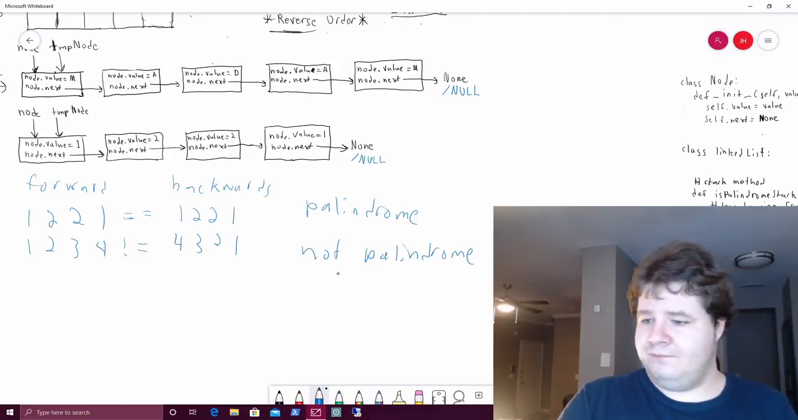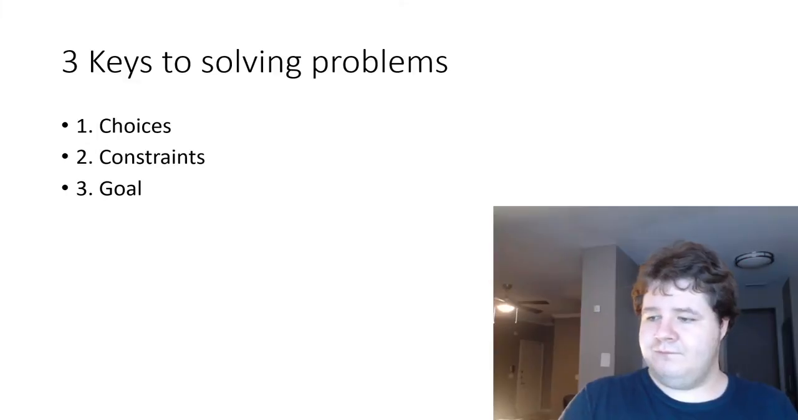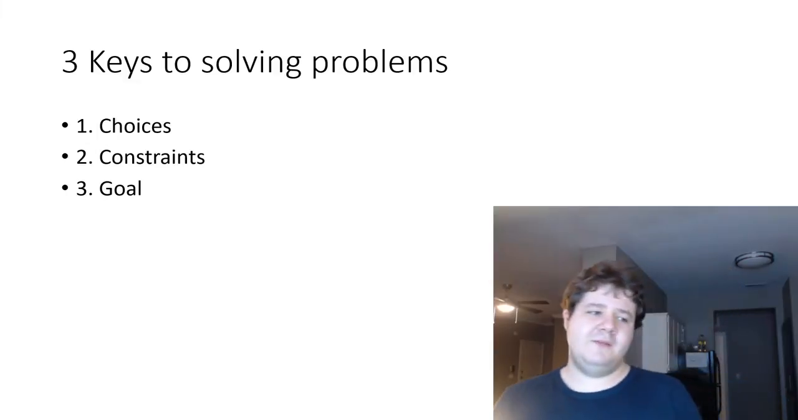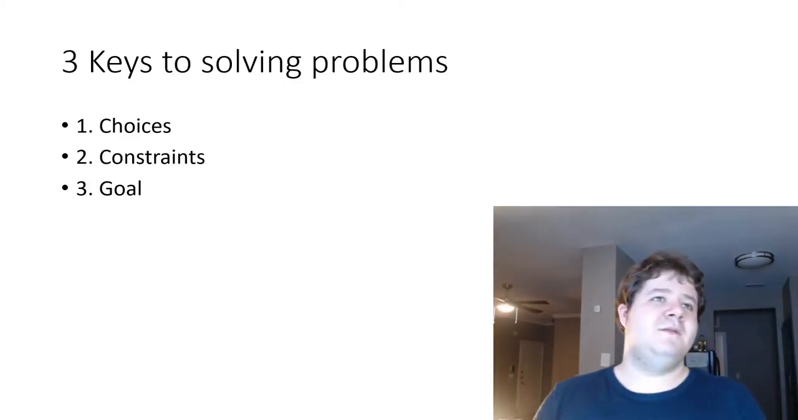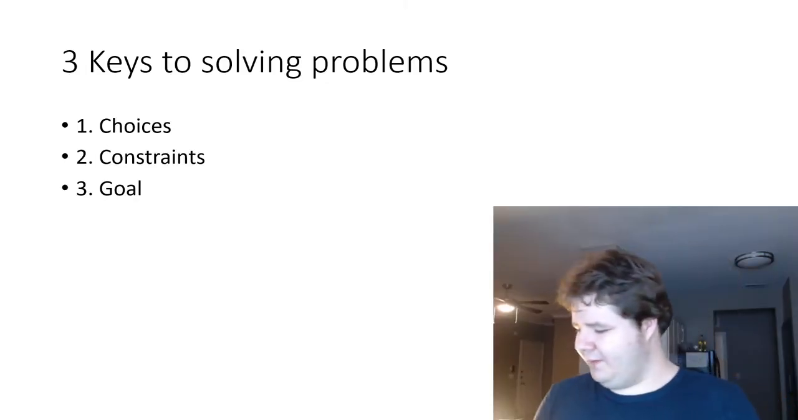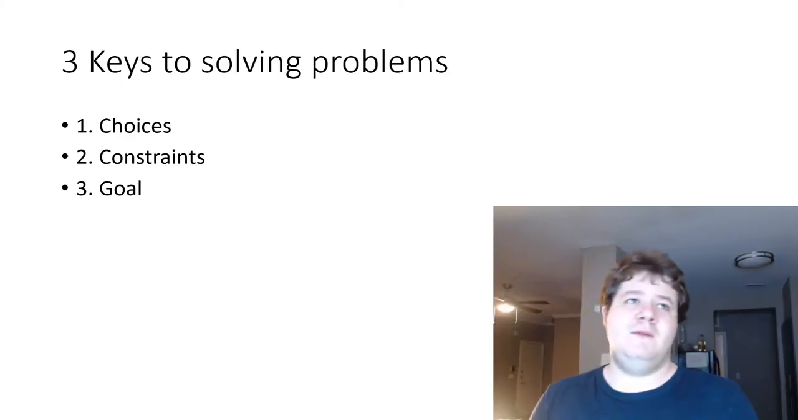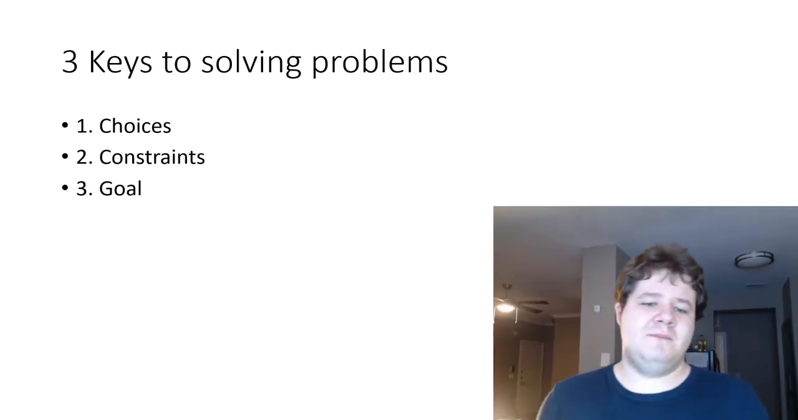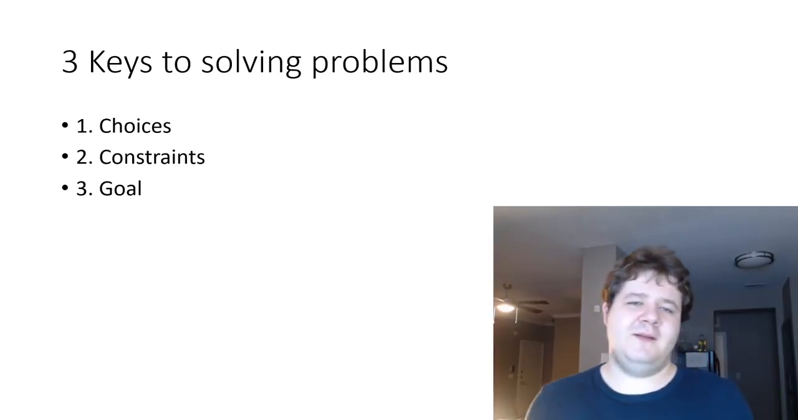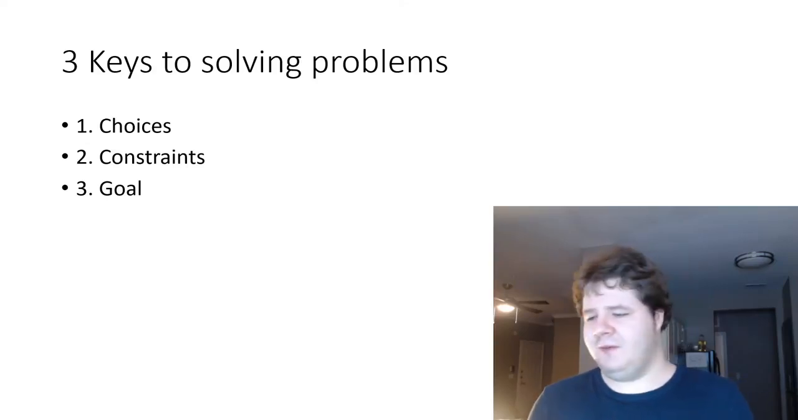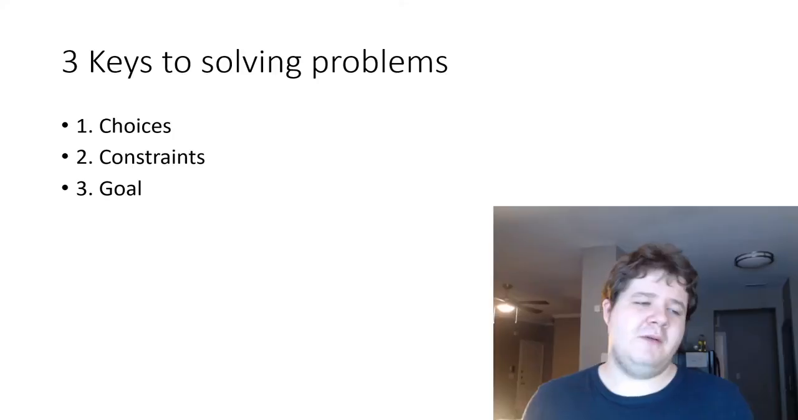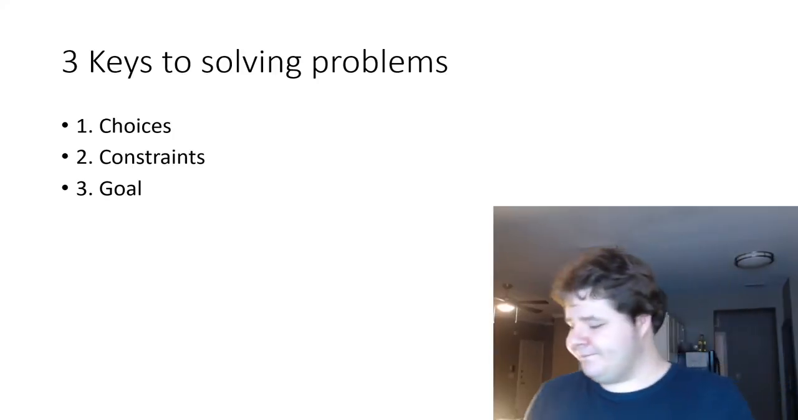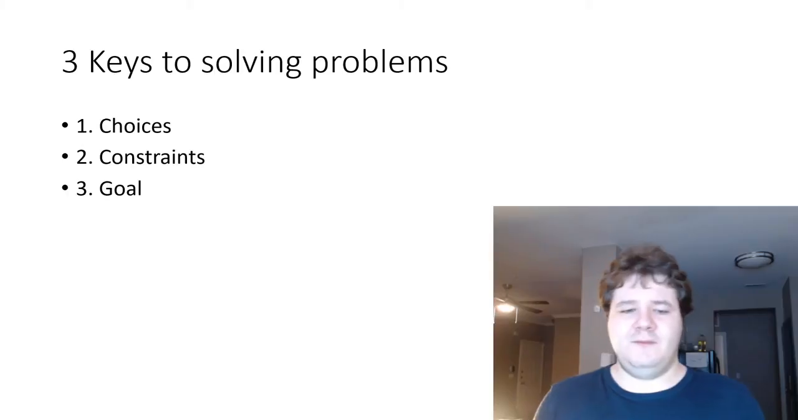Okay. Now, of course, the 3 keys to solving algorithm and data structure problems. Always remember to look at your choices. In this case, we can either continue on or not. If it's not a palindrome, obviously there's no point in continuing on. Constraints: obviously we're bounded by the length of the linked list. The linked list has a beginning and an end. Can't go past that, so that's our constraint boundary. And our goal is to return whether or not this linked list is a palindrome, true or false.